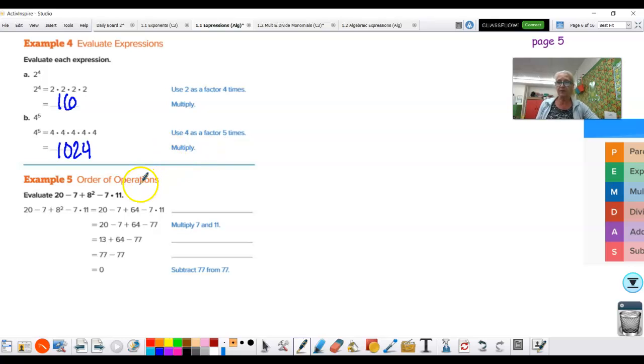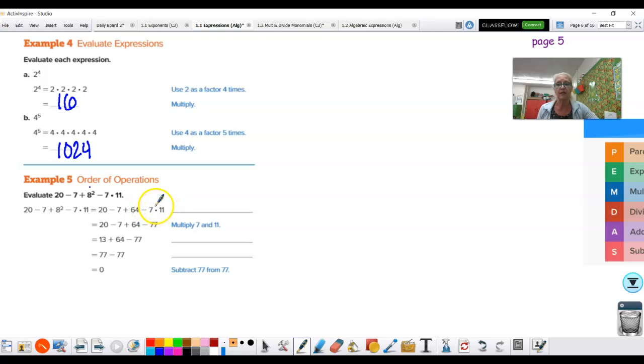All right, so example 5. They've given us an expression and they've asked us to evaluate, tell them what it's equal to. Okay, so what would we do first? There are no parentheses, so we go straight to exponents. This little 8 to the 2nd power is going to be our first thing, and you'll notice that's what they did. They brought everything else down, 20 minus 7 plus, and they wrote it as 64 minus 7 times 11.